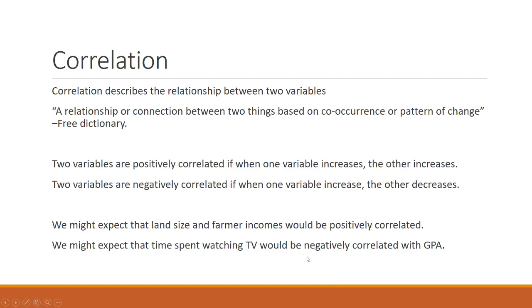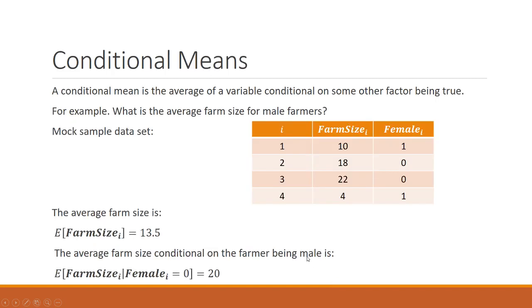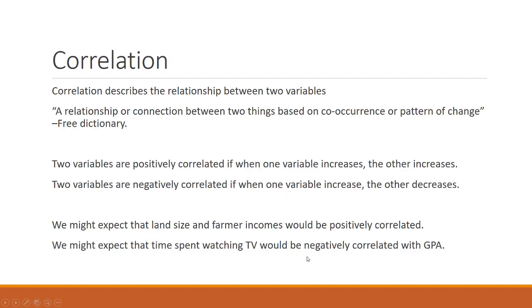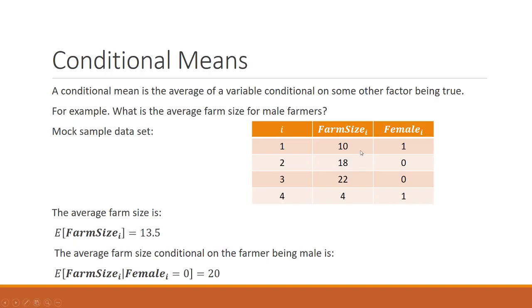Another concept that's going to be very important to us is we might want to know the relationship between two variables. Now, we're kind of already getting at it with the conditional mean. Let's say we want to know the relationship between farm size and female. There's some relationship between these two variables. Are you more likely to have more land when you're male than when you're female?